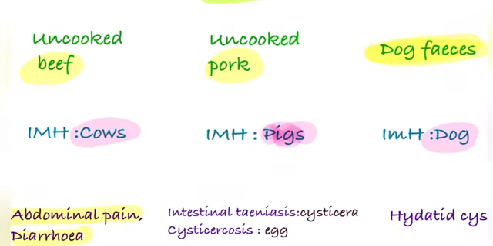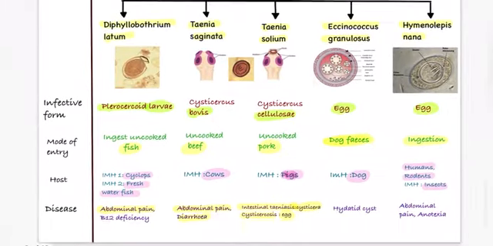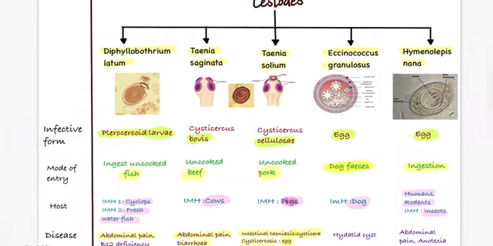If there is ingestion of the egg stage, it causes cysticercosis, which reaches the CNS and causes neurocysticercosis. If the ingested stage is cysticercus, then it causes intestinal taeniasis. Then Echinococcus granulosus causes hydatid cyst, and Hymenolepis nana causes abdominal pain and anorexia.